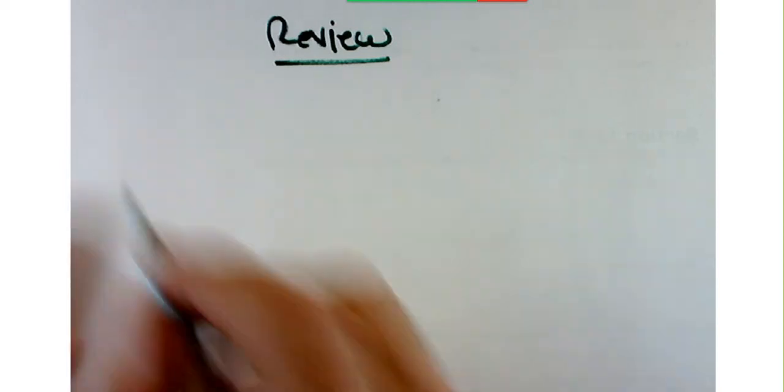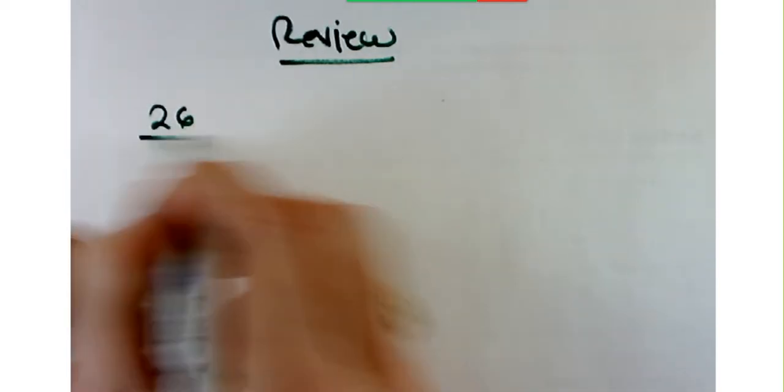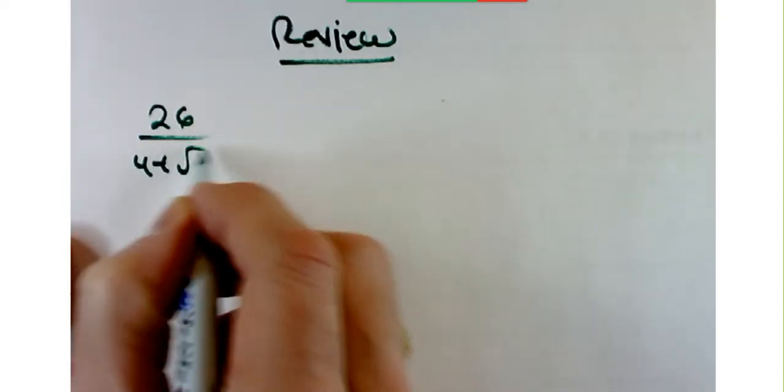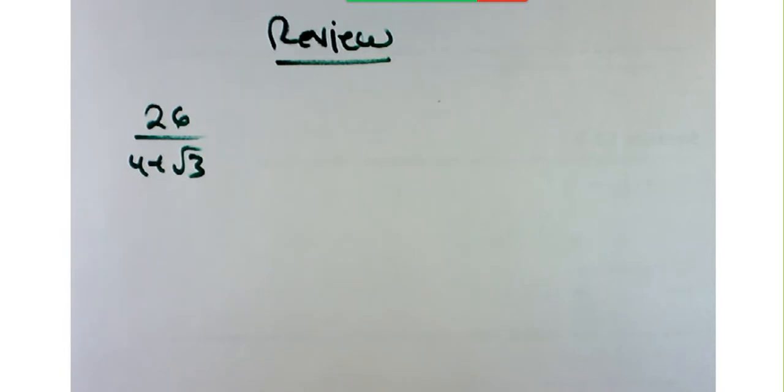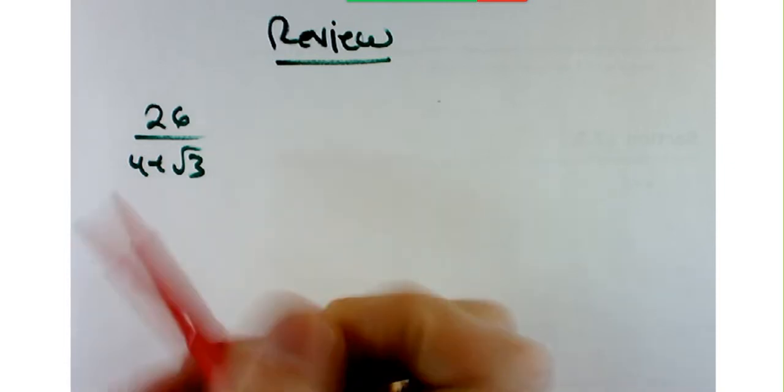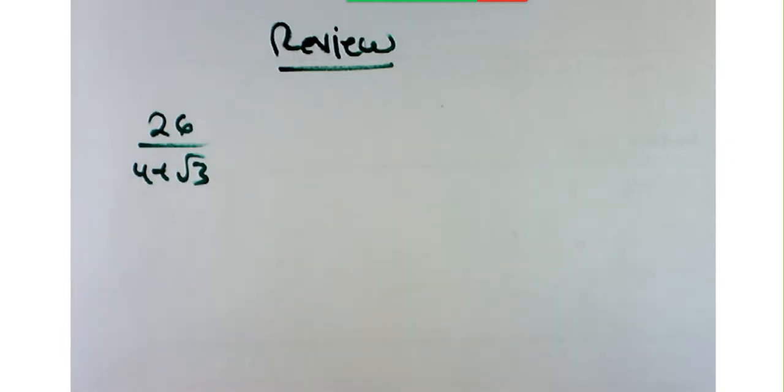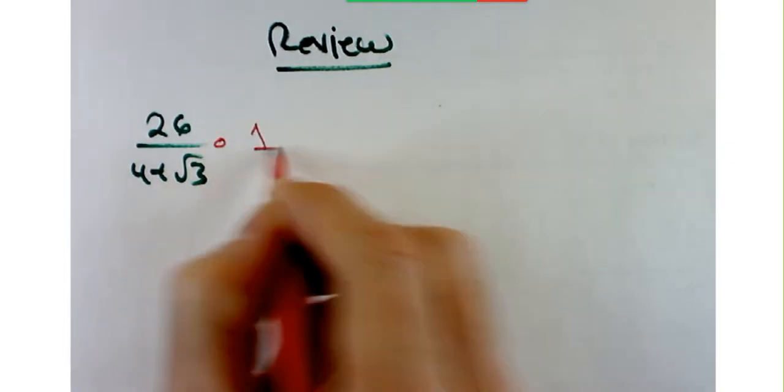So one problem that I'd like to look at with you would be something like this. Now, the instructions for a problem like this would be to rationalize the denominator. Basically, we want to get rid of the square roots here. Now, the trick is to multiply by 1.